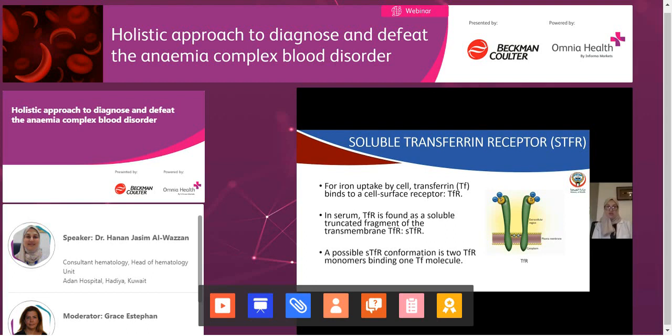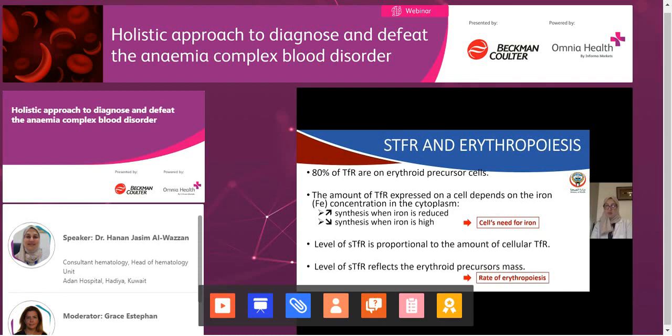In the serum, there is a truncated fragment of the transferrin receptors, which is called the serum transferrin receptor. The possible configuration is two transferrin receptor monomers binding, each one binding one transferrin molecule. About 80% of transferrin receptors are on the erythroid precursor cells. The amount of transferrin receptor expressed on the cells depends on the iron concentration in the cytoplasm.